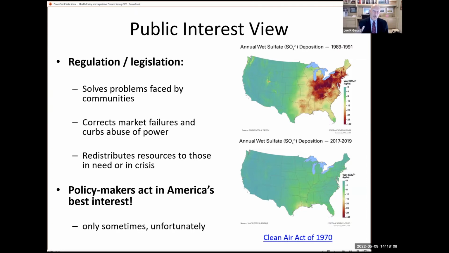So a definite success story, but there are many, many other examples that don't align so well with the public interest view. There are instances in which the regulation appears to benefit a small number of individuals or entities and produces harm for many, many others. And the question is, well, where does the public interest view of government fall short? What does it not explain?